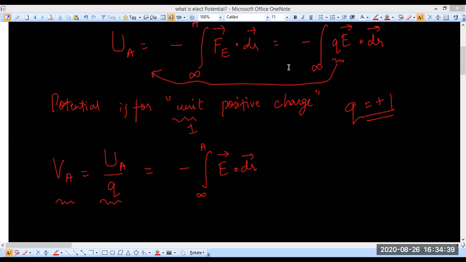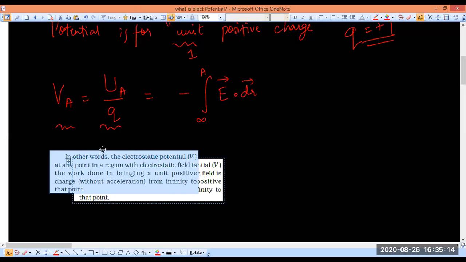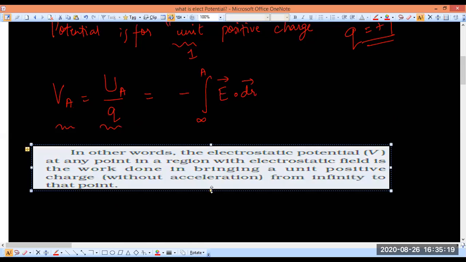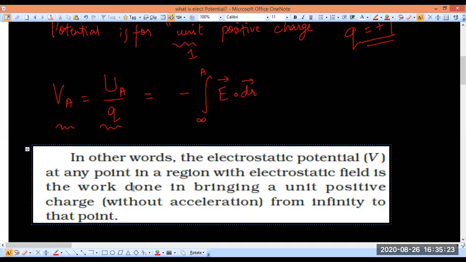If there is some query about potential, you can ask me. Okay, let's take the definition once. It's given here in the book. Again, I'm going to copy it. Please don't blame me. You are going to have to write these definitions and remember them, and they might be asked in the exam. So here is the definition: electrostatic potential at any point in a region with electrostatic field is the work done in bringing unit positive charge without acceleration from infinity to that point. Capital V stands for potential.